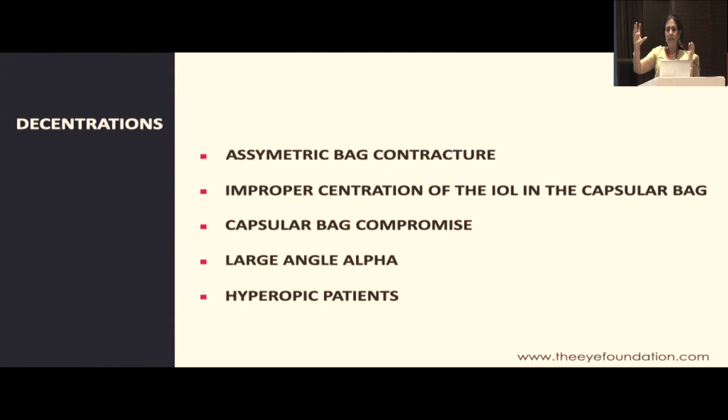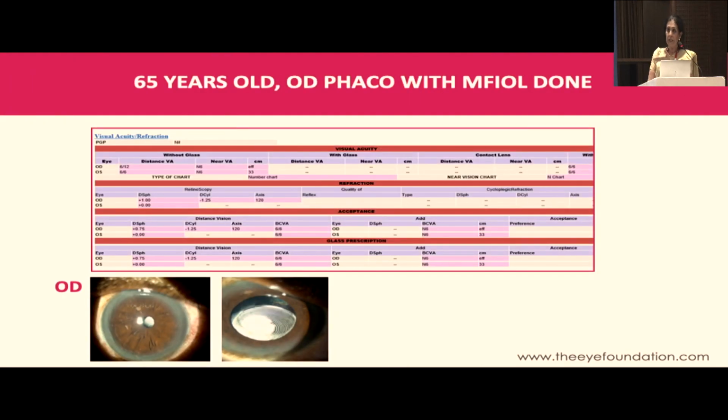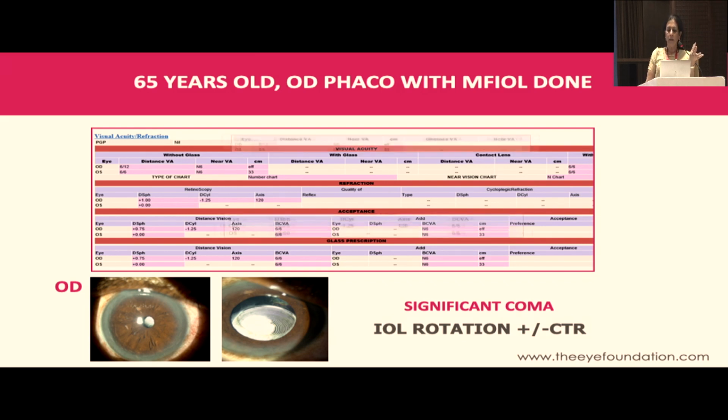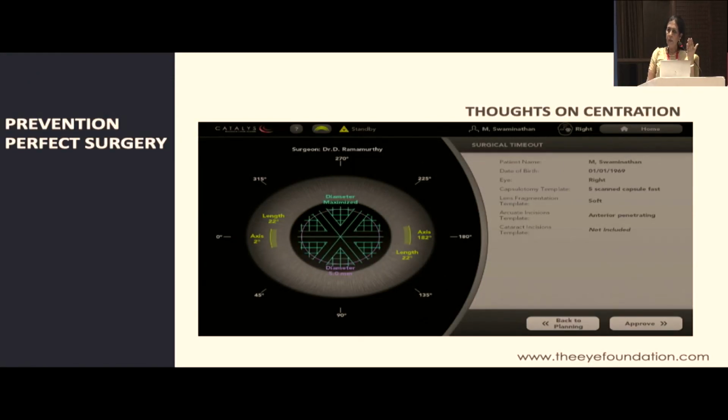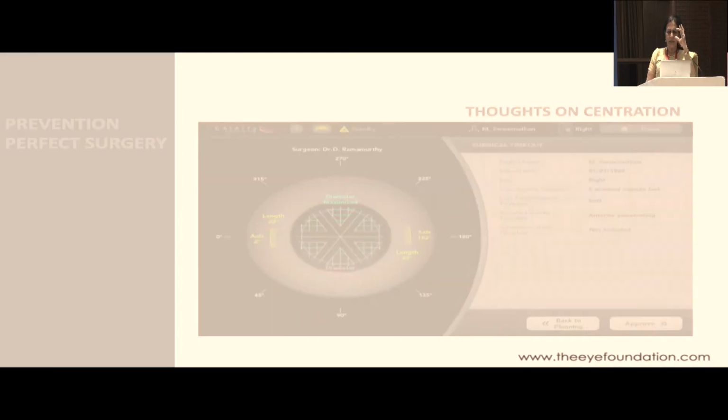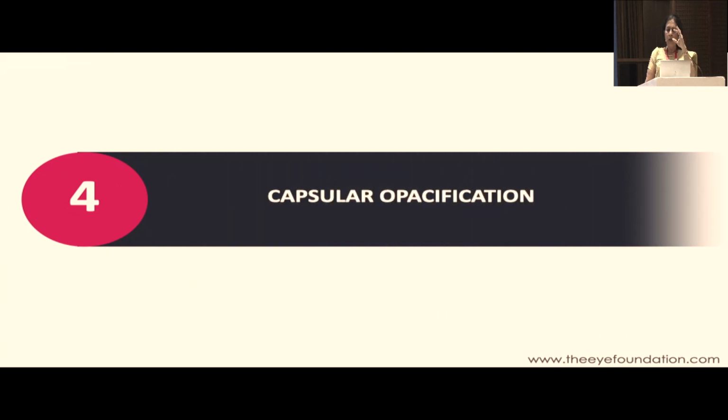What happens? The decentration could be because the rexis extension was there, the rexis was large, there was asymmetric back contracture, there were large angle alphas. So this was a patient who had some odd cylinder, and when we actually went and opened the eye, we realized there was a zonular weakness, and we placed the CTR and optimally rotated the lens, the problem got sorted out, and we did not need to do an IOL exchange. Doing a perfect surgery is very important. A nice round rexis, a clear cornea, and doing it on the femtocataract platform is an advantage.